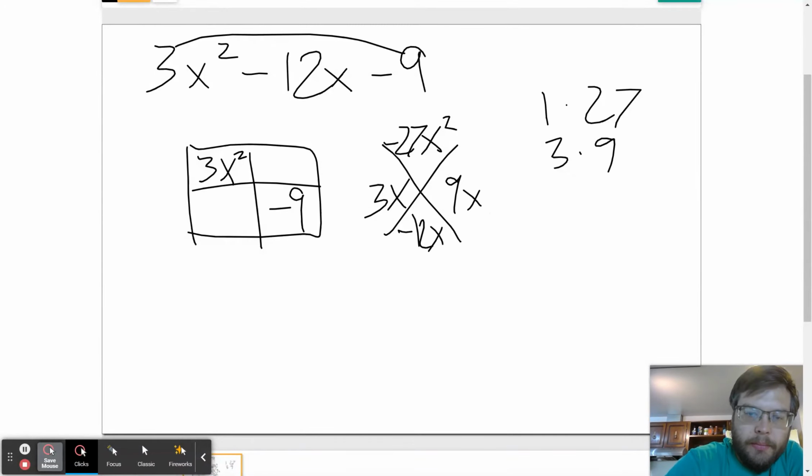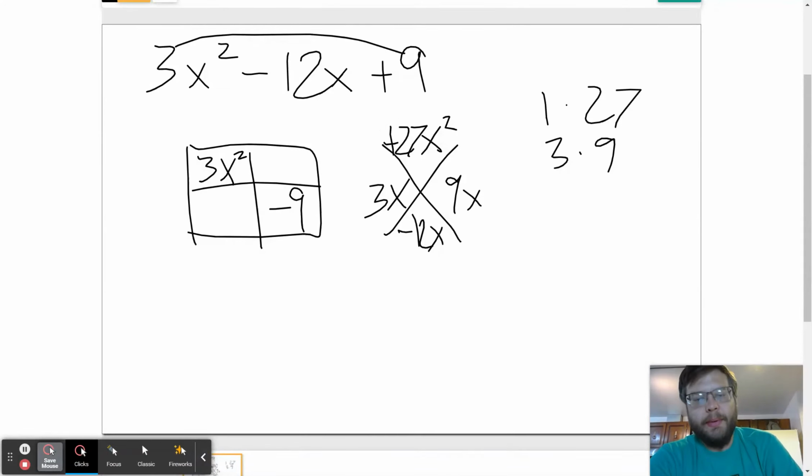And I want them to be, yeah, I'm sorry. I should have a positive 9 here to make this a positive 27. Apologize about that. Because I want them to both be negative values. There we go. It wasn't going to work out otherwise.